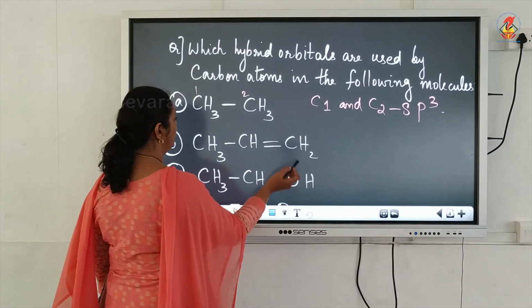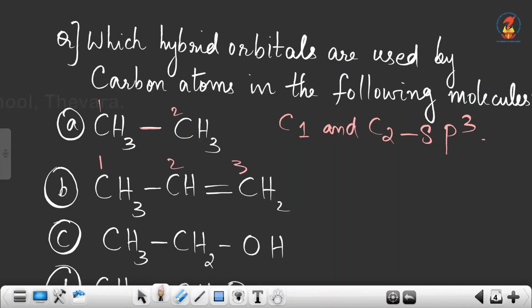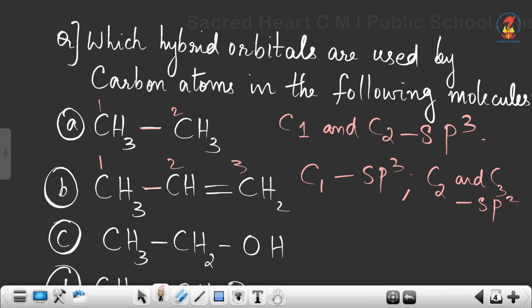Now the second question. When you number the carbon atoms 1, 2, 3, between the first and second carbon we have a single bond. Now between the second and third carbon we have a double bond. So you can say carbon 1 will undergo sp3 hybridization, whereas carbon 2 and carbon 3 will undergo sp2 hybridization. So this is sp3, this undergoes sp2, and this carbon also undergoes sp2 hybridization.